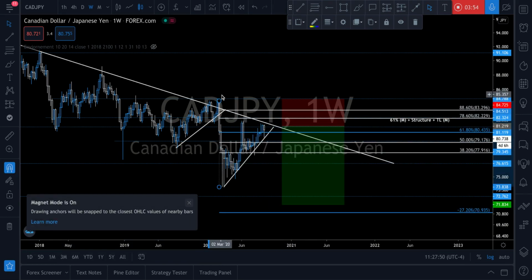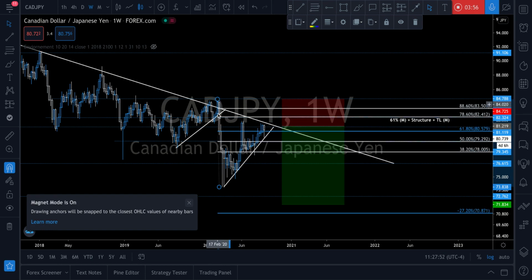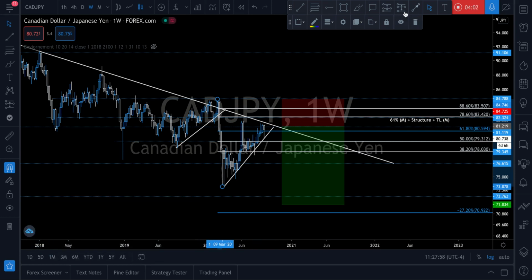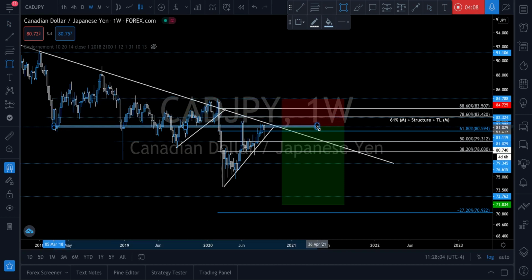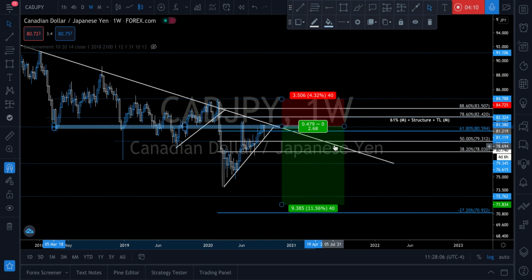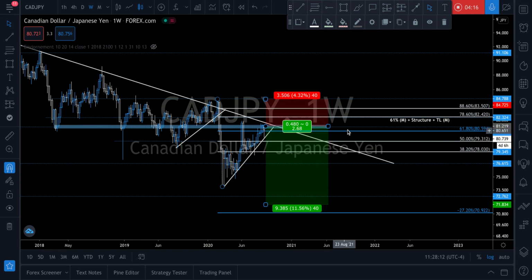Real quick, I'm going to hit this magnet tool, and that just helps you better align your fibs so you can have a more accurate setup. And what I'm going to do is highlight this area as a buying zone, or selling zone, excuse me. And I'll explain more about that soon, just because we're looking at getting in this area.